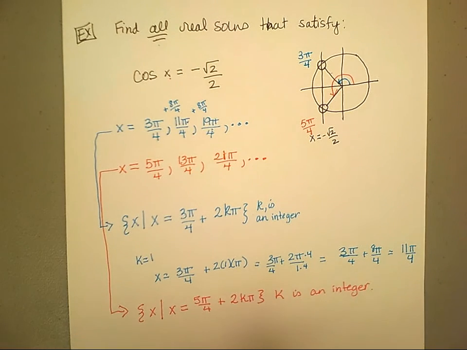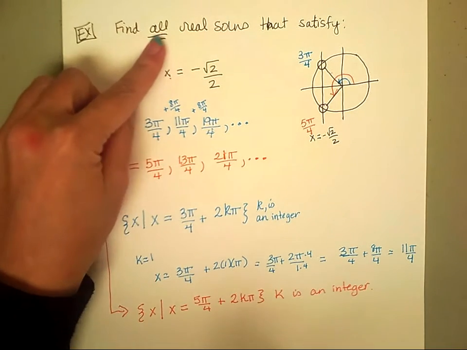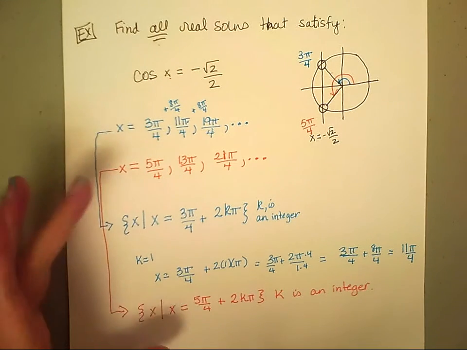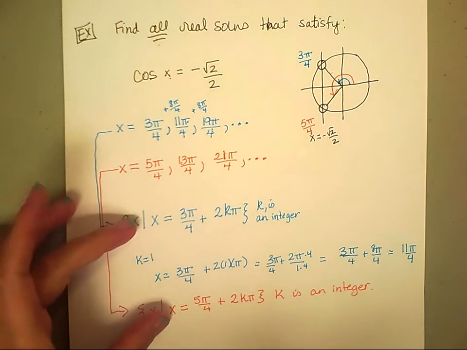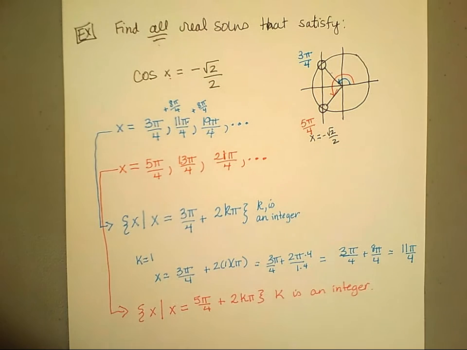Okay, so that is how we find all solutions. When we have all solutions, because this is cyclic, we're going to have 2 sets of answers.